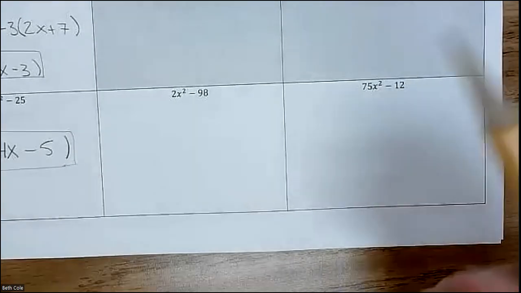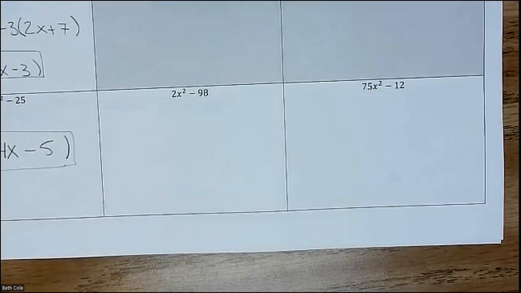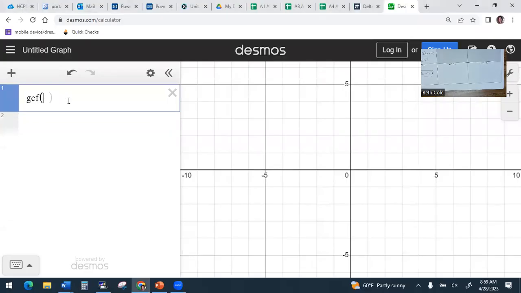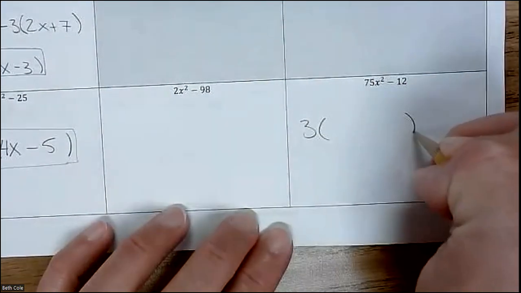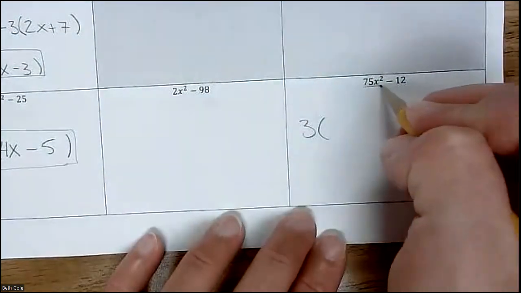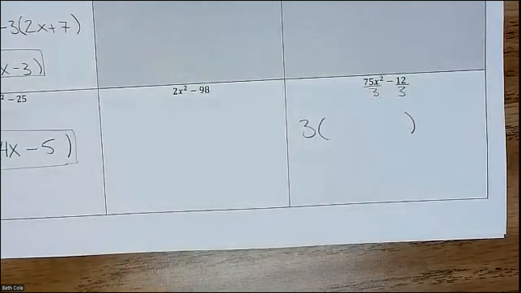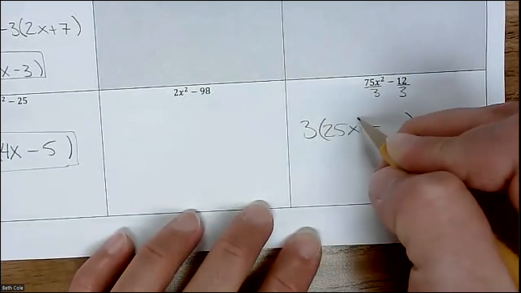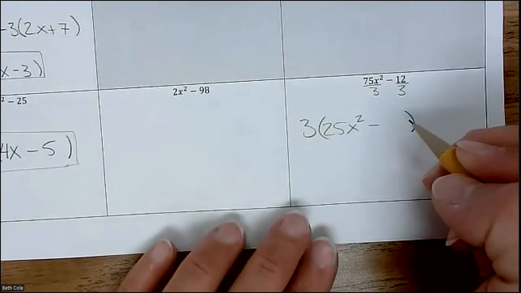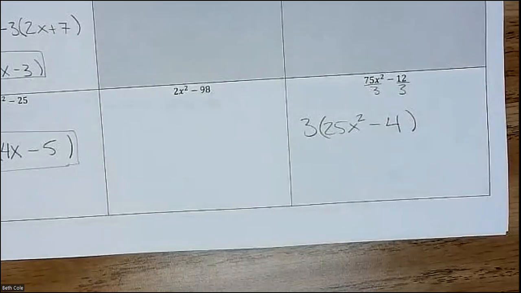So for this one, we're going to have to do a greatest common factor first. Let me share the screen again, because if you're not sure, you can type it in. We want the GCF for 75 and 12. Look at that. 3. So we're going to put 3, start a parenthesis, and then put what's left when you divide by 3. 25x squared. Oh, I forgot the squared on. You guys look after me. That's good. Minus 4.